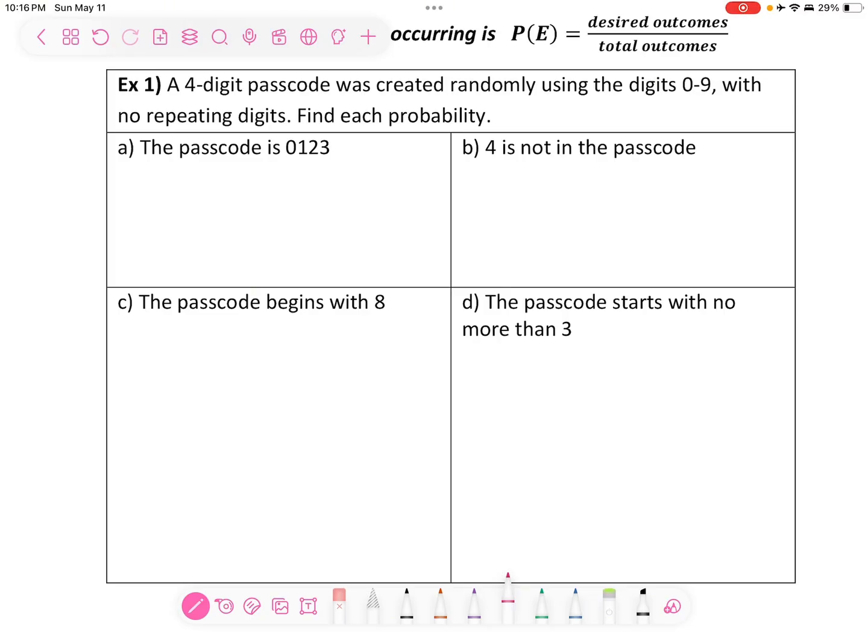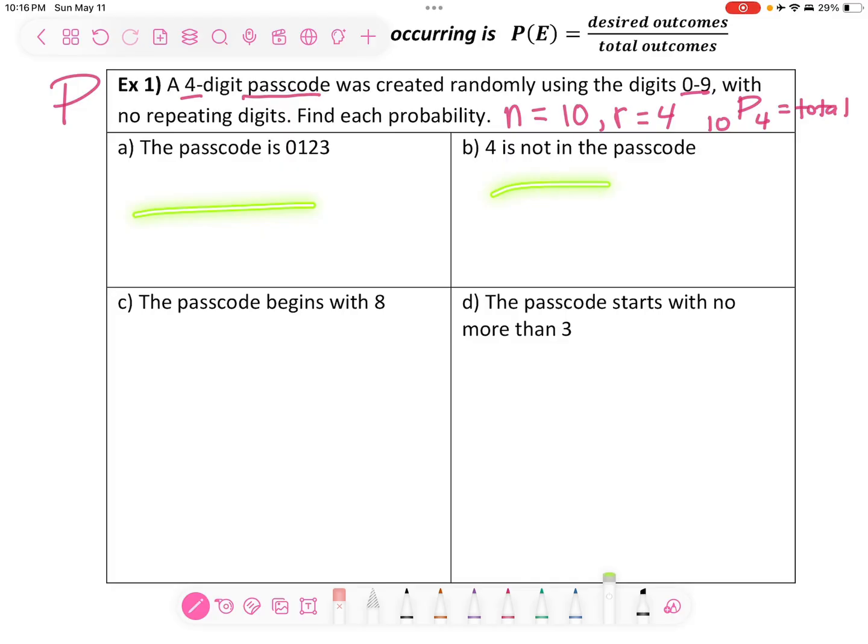So if it's a passcode, it means that the order matters. Whenever you have a passcode, a password, anything like that, the order matters. So that's a permutation. N is the total number of digits that are available, which is the digits 0 to 9, and there are 10 of them. Whereas R is going to be the ones we're going to use, which is going to be 4 because it's a 4-digit passcode. And so our total number of outcomes is going to be 10 permutation 4. That's going to be our total, and that's going to be for this entire scenario. So since there are 4 parts, we're going to use that total for all 4.